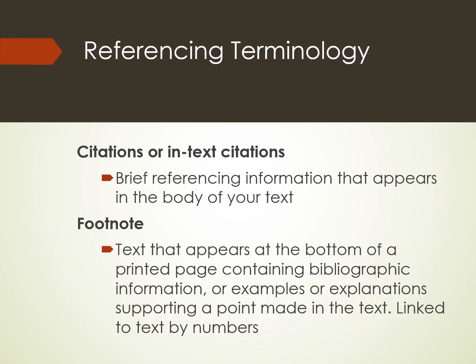One of the things that distinguish different referencing systems or styles is whether or not they use in-text citations or footnotes. So it's important to know the difference. An in-text citation is brief referencing information that appears in the body of your text, between brackets. Whereas a footnote is text that appears at the bottom of a printed page containing bibliographic information relevant to the point that you've just made. And the footnote and the text is linked by numbers.